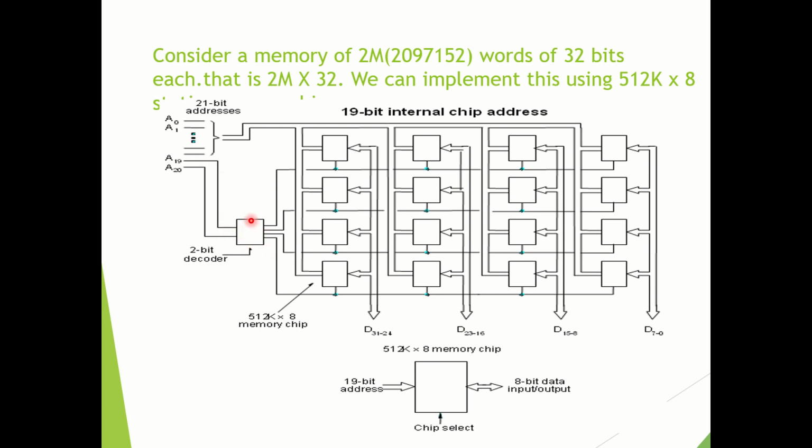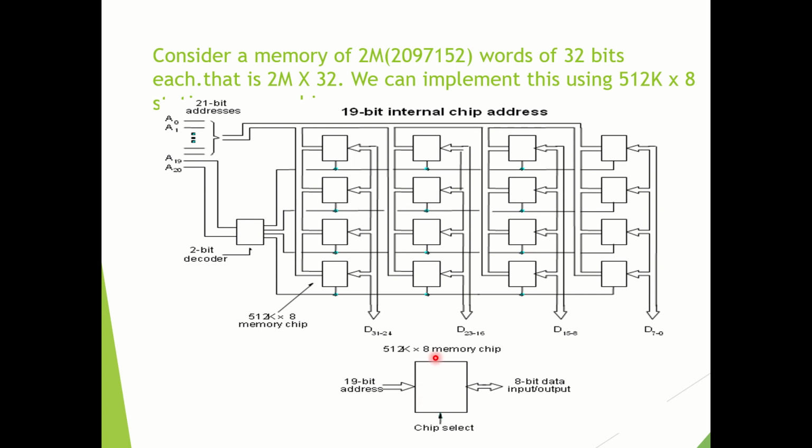That is a 2-bit decoder. Why are we using a 2-bit decoder? Only 4 rows are there. 4 rows means 2 to the power 2. So only 2 bits are needed as input to the decoder, and based on the value, the appropriate row will be selected, and each of the chips will output 8 bits as its corresponding output.